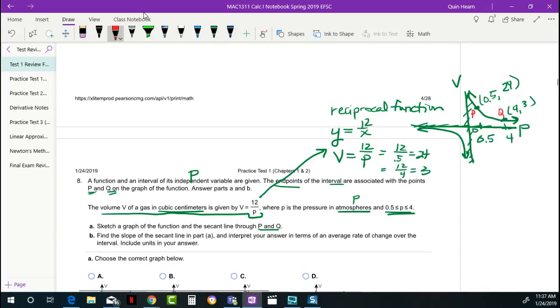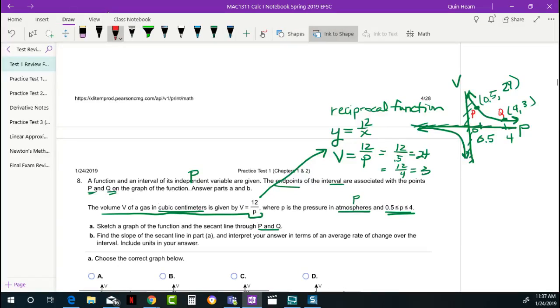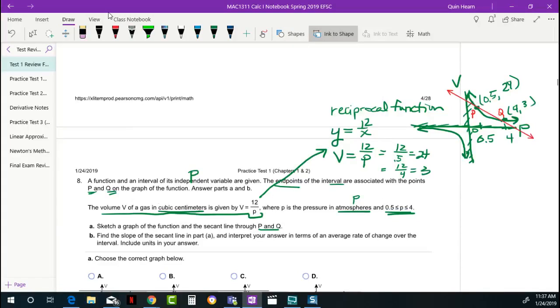Okay, and we want to know if we put a secant line through those 2 points. Let me draw in a secant line here. Oop, went to the wrong tab. No, I want this one. There we go. Okay, so we're going to put a secant line through here.